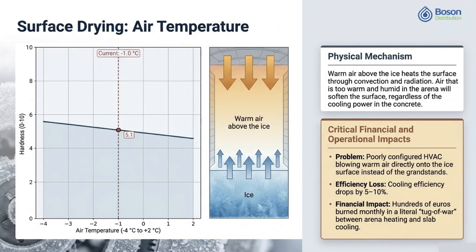This graph illustrates the slight but significant decrease in hardness as air temperature increases. Warm and humid air above the ice heats the surface through convection and radiation, softening it regardless of the cooling power in the concrete. Poorly configured HVAC systems that blow warm air directly onto the ice surface instead of the grandstands reduce cooling efficiency by 5 to 10%. This tug-of-war between arena heating and slab cooling can burn hundreds of euros monthly.